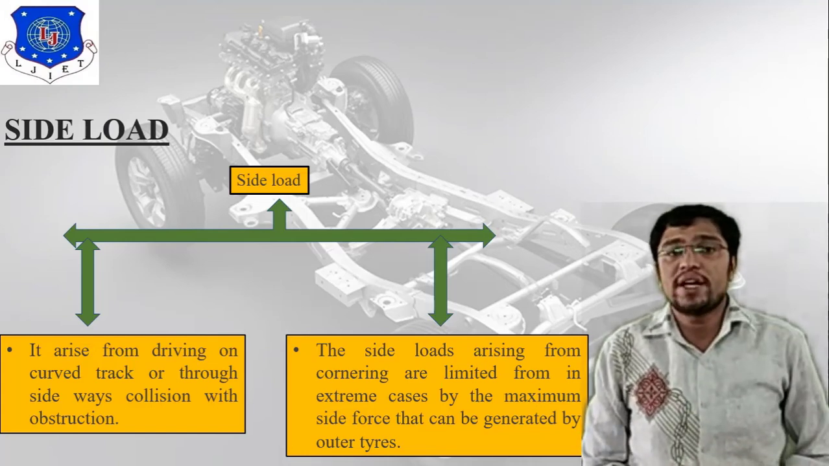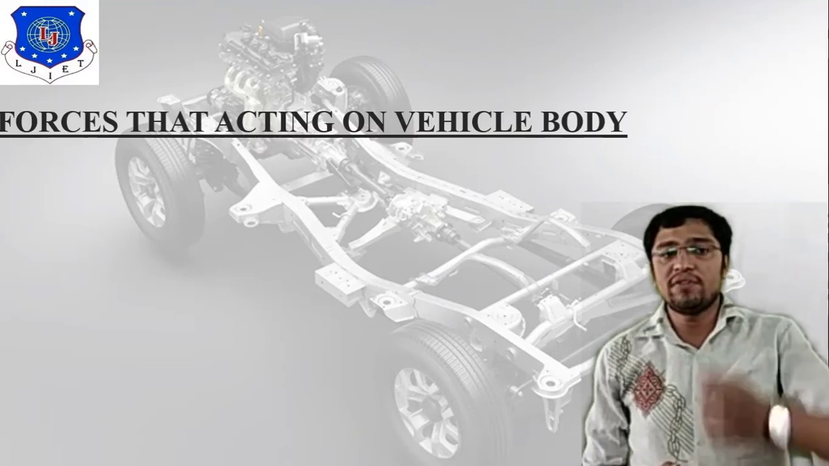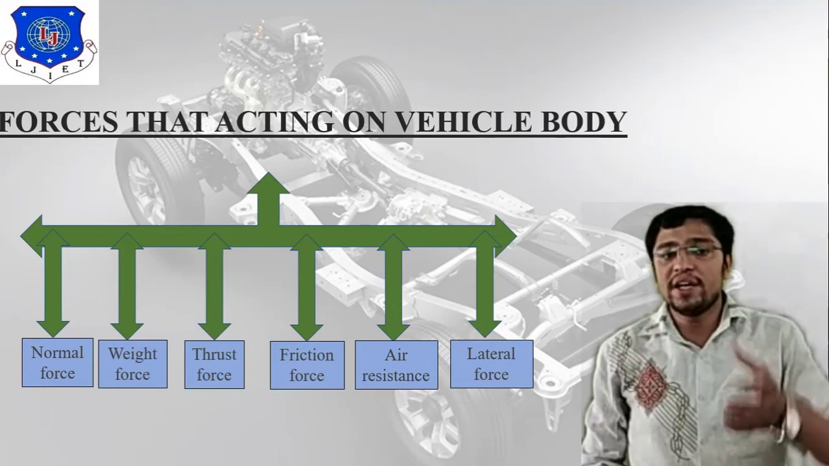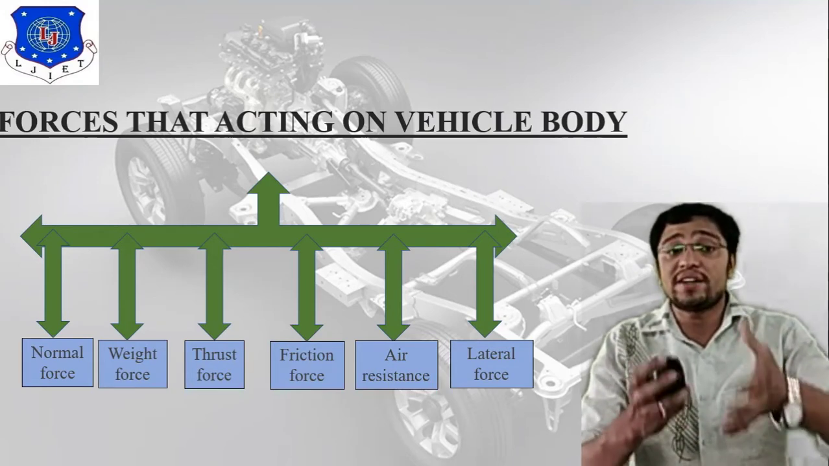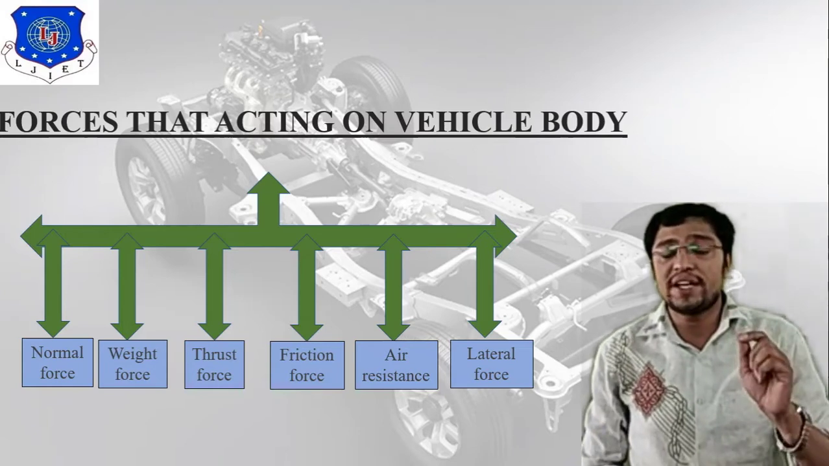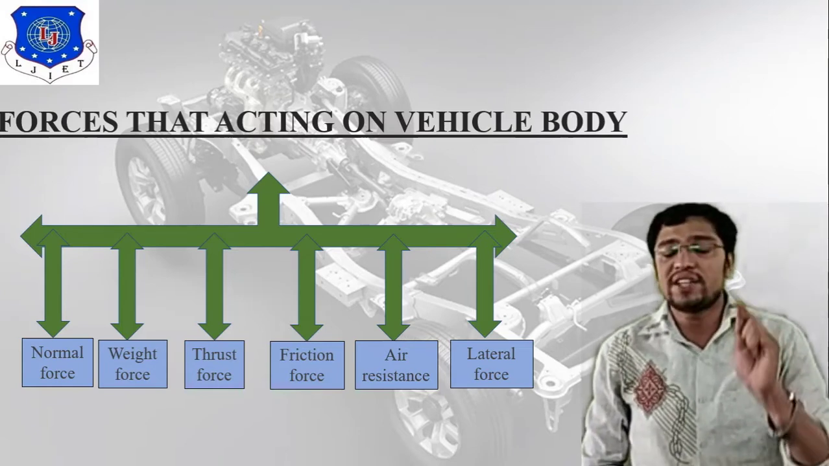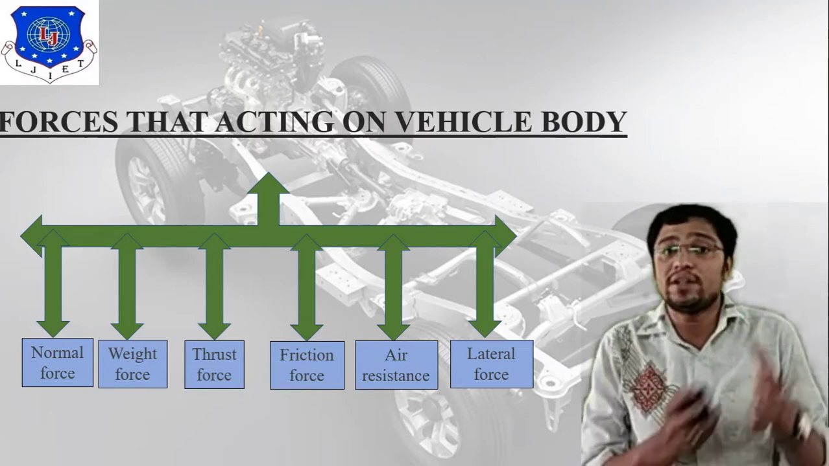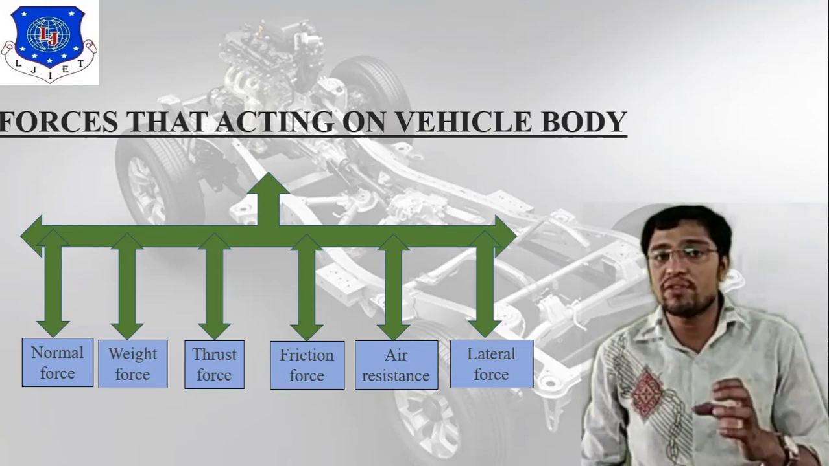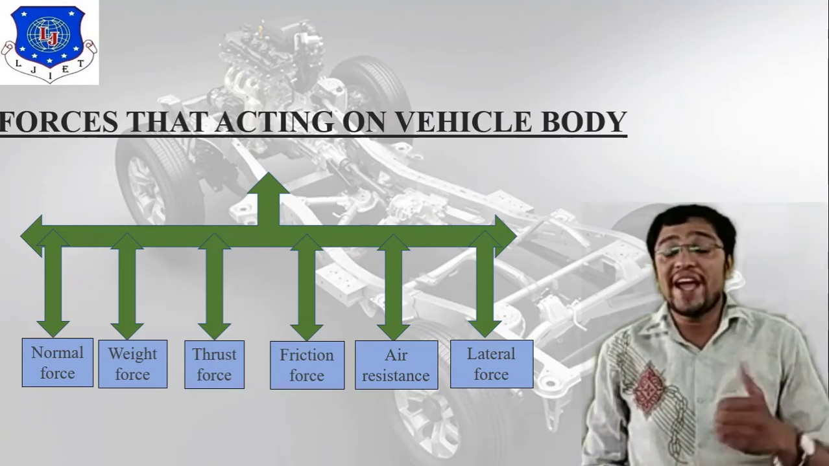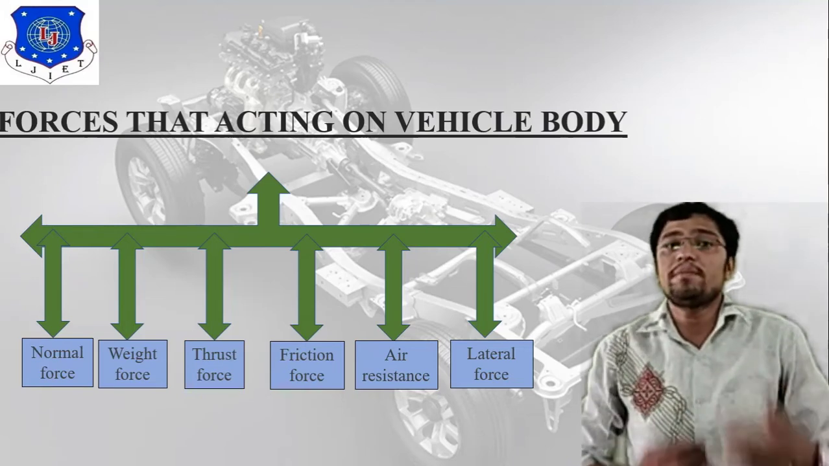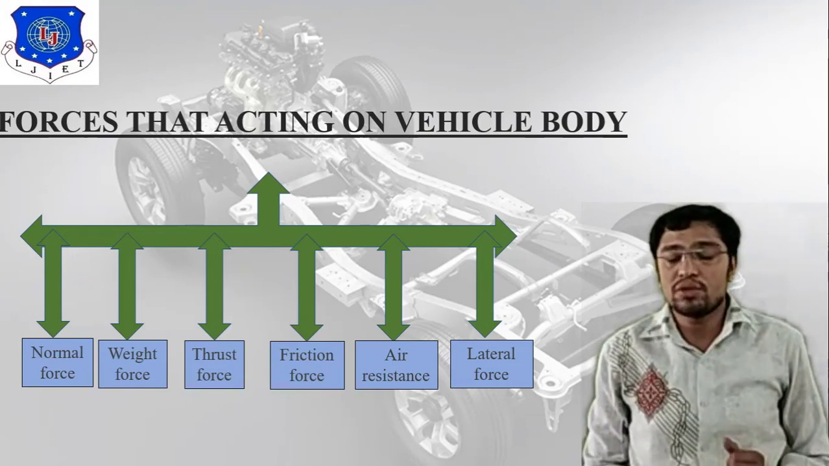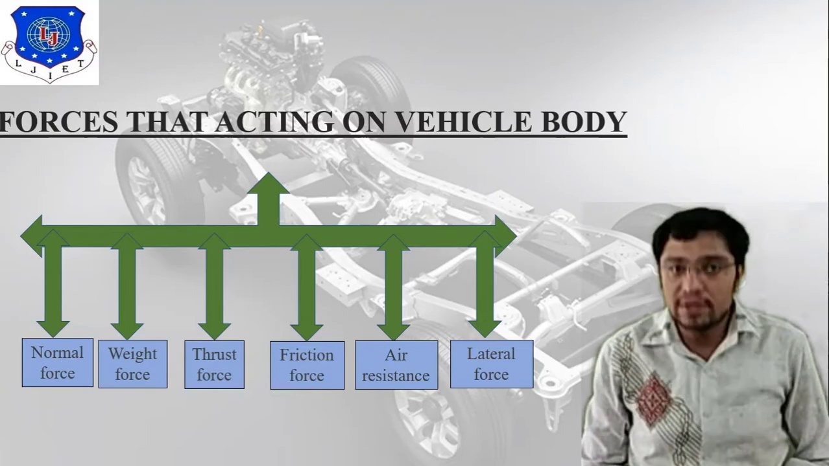So move forward to the next slide. The next topic is the different forces acting on the vehicle body. There are many forces acting on the vehicle body. Here I have attached six forces acting on the vehicle body. First one is normal force, or you can say support force. Second one is gravitational or weight force. Third one is driving force, or you can say thrust force. Fourth one is friction force or braking force. Fifth one is air resistance, right? The force developed by the air is called air resistance, and the last one is lateral force. So let's talk about that. Move forward to the next slide.